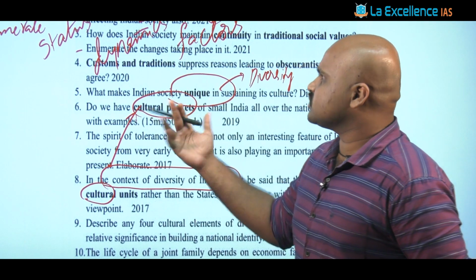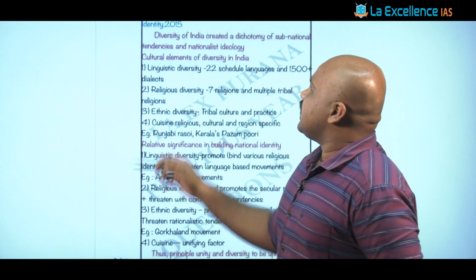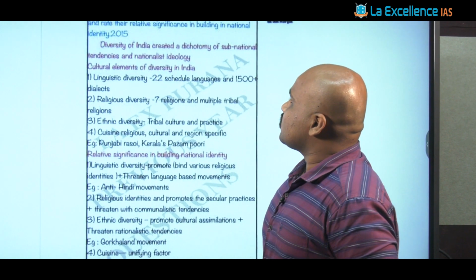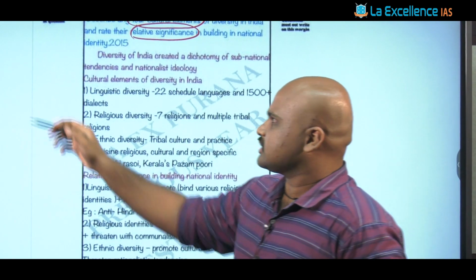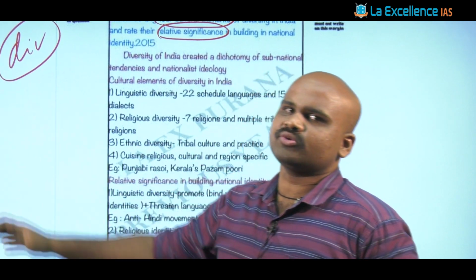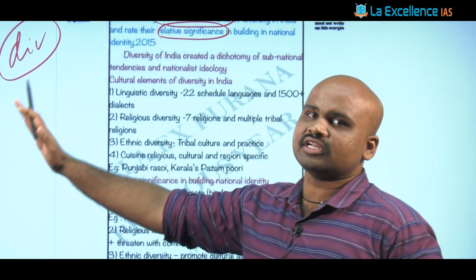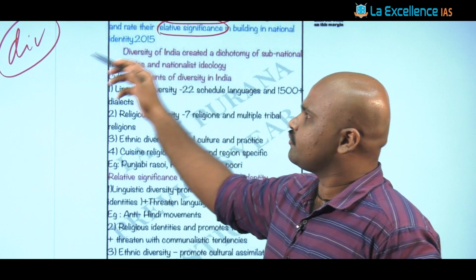Now, one of the questions we will discuss is: describe any four elements of diversity in India and also rate their relative significance. See this again. It is asking about the diversity elements that we talked about, which we have enumerated in our notes. Once we have enumerated the diversity of Indian society, the diversity elements, the dynamism and the status, it is asking what the four different elements are.